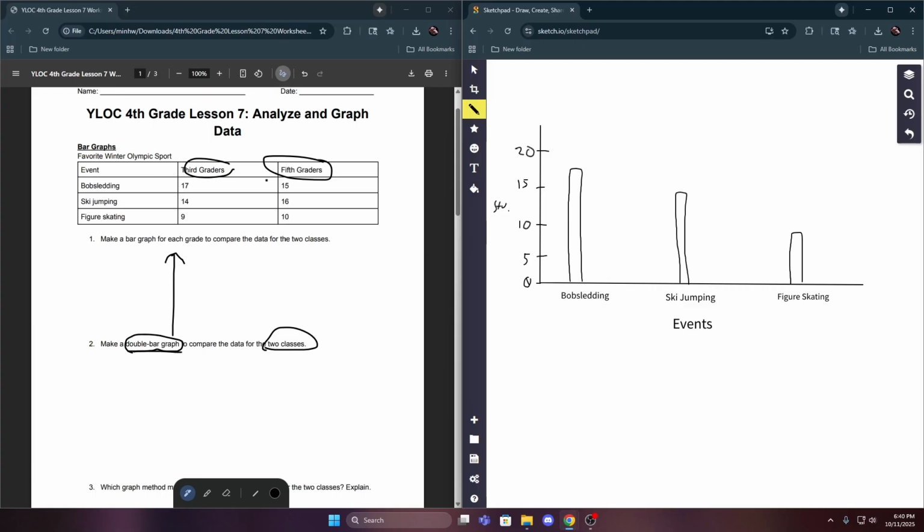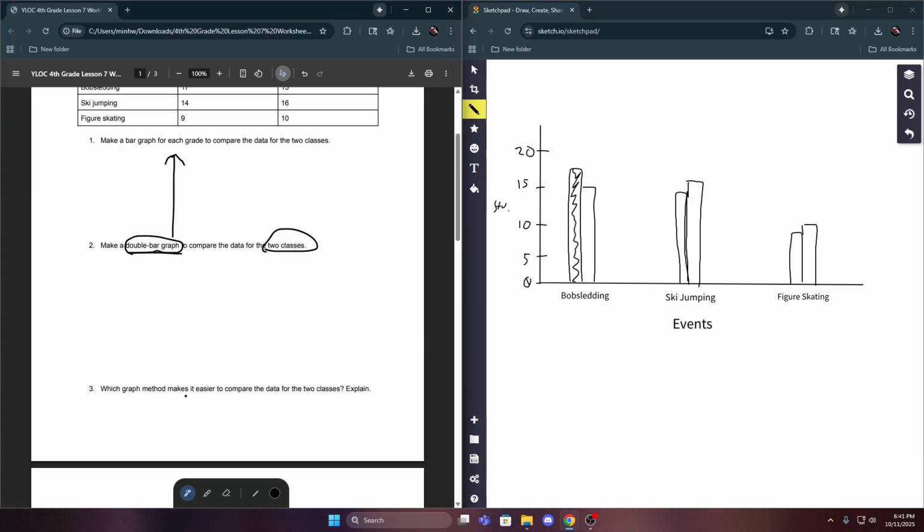And then I'm going to go back and look at the fifth graders, and there's 15 for bobsledding, so right around here. And you're going to put it right next to that original bar I made. And 16 for ski jumping, so it's going to be higher this time, right? But right next to that bar. And 10 for figure skating, so again, slightly higher and up. This is what it should look like. Again, imagine all these bars are colored in just like that. And this is how you make a double bar graph.